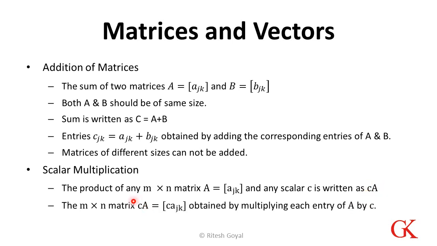The m cross n matrix CA, again, the multiplied matrix is of the same size as the A matrix, and the elements of the multiplied matrix are obtained by multiplying this particular scalar C to every element of A. So we get C, A, J, K.